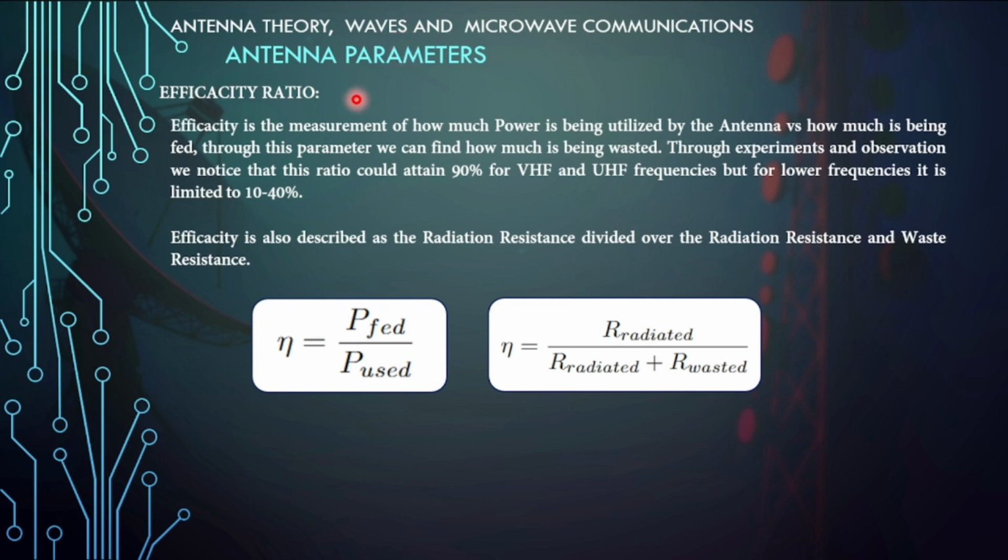Efficacy ratio, another antenna parameter. Efficacy is the measurement of how much power is being utilized by the antenna versus how much is being fed. Through this parameter, we can find how much is being wasted due to different imperfections within the antenna. Through experiments and observation, we noticed that this ratio could attain 90% for very high frequencies, the utilization factor for the antenna area, but for lower frequencies, it's limited to tens of percents. For some reason, high frequencies utilize the surface of the antenna much better than lower frequencies. Efficacy is also described as the radiation resistance divided by the radiation resistance plus the wasted resistance. In other words, eta, which is the efficacy ratio, is equal to radiation resistance divided by radiation resistance plus wasted resistance.